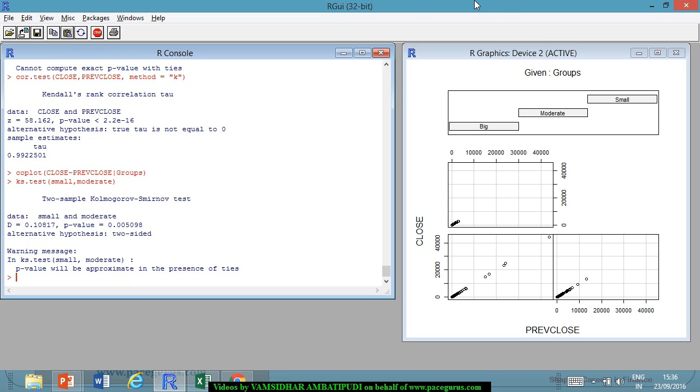Now what it is saying: two-sample Kolmogorov-Smirnov test, data is between small and moderate. The p-value is 0.005, less than 0.05. So the p-value being less than 0.05 clearly says that I have to reject my null hypothesis and go with the alternate. And what I could make out is that in the alternate, the return distribution is different between the two groups. So the moderate returns are following a much different distribution. The distribution is not similar between the small companies' returns versus the moderate companies' returns. That is what I could see from my Kolmogorov-Smirnov test.